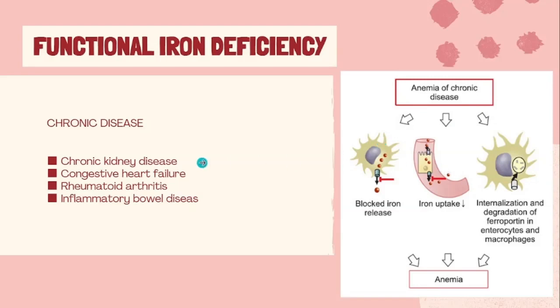There are several chronic diseases that are associated with functional iron deficiency, but I wanted to mention chronic kidney disease, congestive heart failure, rheumatoid arthritis, and inflammatory bowel disease. So for all these conditions, you need to evaluate your patient to have a primary suspicion about the cause of the anemia in your patient. Okay.